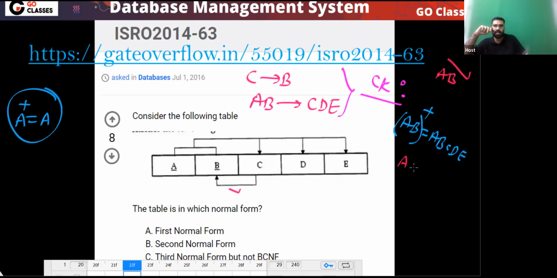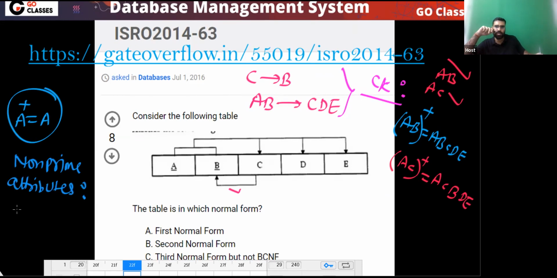What else? For example, remember C can determine B, right? AC can determine ACB, and now AB can determine everything. So AC is also a candidate key. What else is a candidate key? Can I take ADE? No. Nothing else is a candidate key. Only two candidate keys you have: AB and AC. So how many non-prime attributes? What are the non-prime attributes?